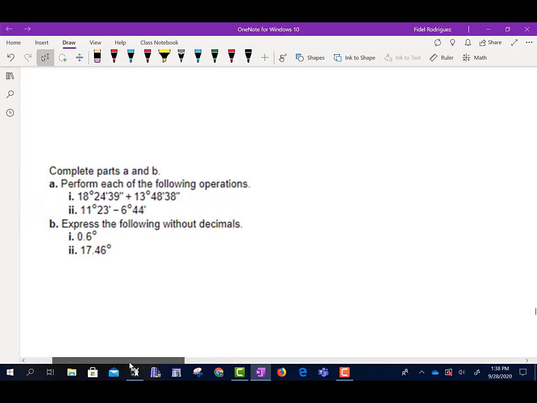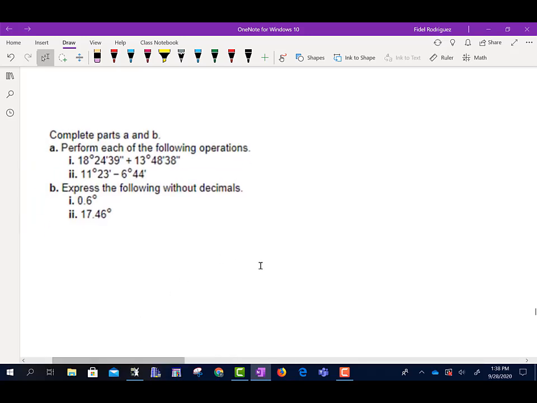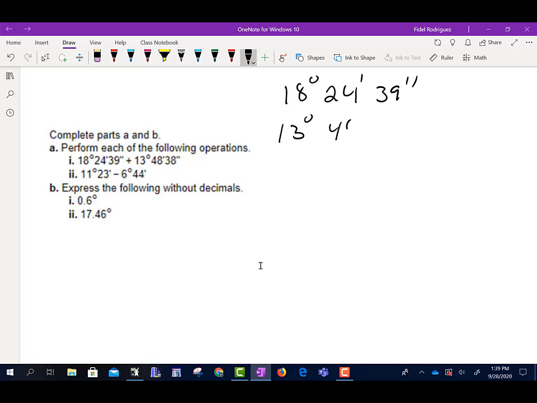Okay, so let's see if we can do this next part. All right, so it says complete parts A and B, perform the following operations. So let's see if we can do part A. So we have 18 degrees, 24 minutes, 39 seconds, and we are going to add 13 degrees, 48 minutes, and 38 seconds. Okay? So let's start adding.